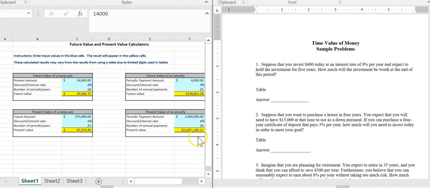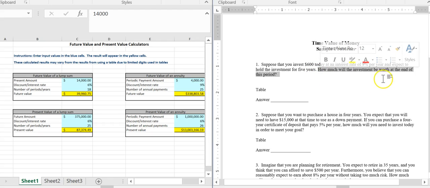I explained to you in a previous video that the best way to do these is to follow my 2 steps. And the first step would be to really focus on that problem at the end of the statement. So I'll go through this again. You have $600 today, an interest rate of 9%, and expect to hold it for 5 years. Here is the question. How much will the investment be worth at the end of this period? Well, end to me sounds like future value. So you go ahead and you put in future value. And then you go to the money, step 2.